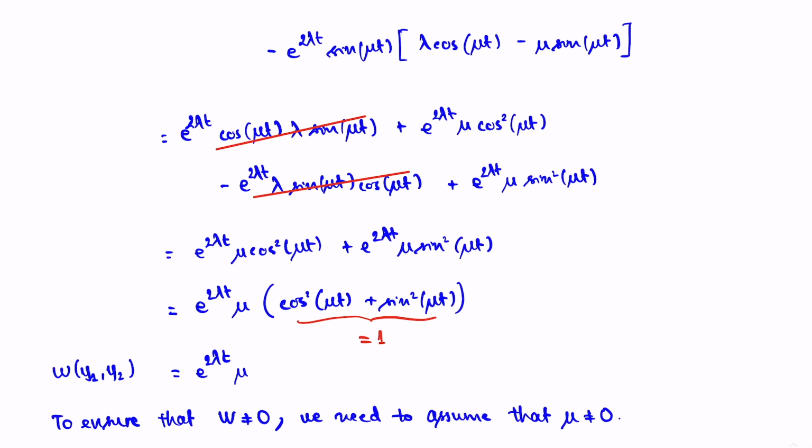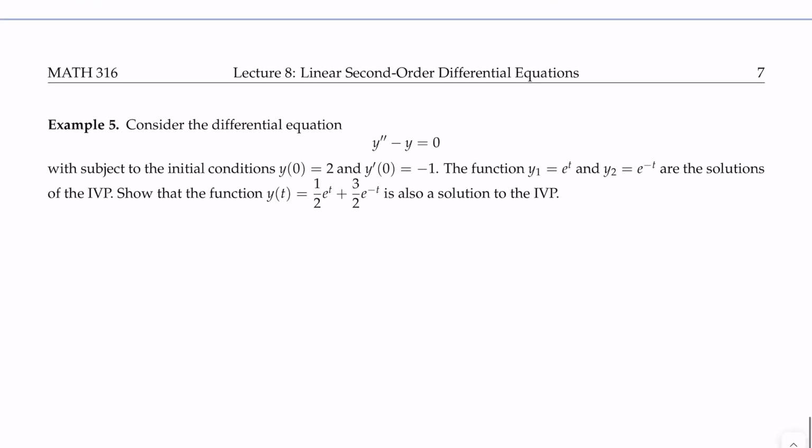Because when lambda is equal to 0, e to the 0 is equal to 1, it's still possible to have the Wronskian different from 0 when you assume that mu is different from 0. So there is just one condition that we need to care about here, that is mu is different from 0. Alright, so I'm going to move on to the last example in this lecture, example 5.